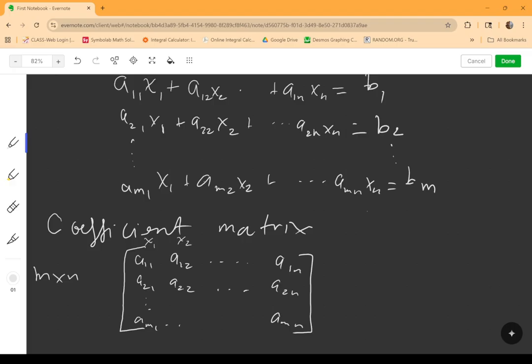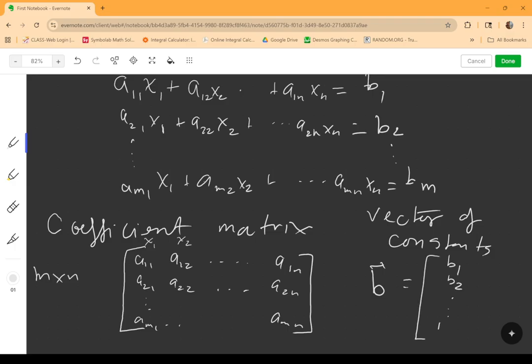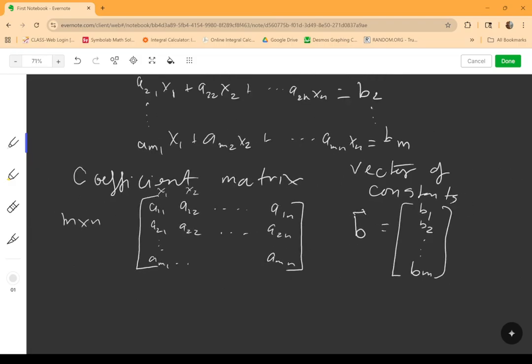Now the vector of constants, which we'll call B, is what we have at the right side of the equal sign. B1, B2, all the way to Bn. Right, and that is my vector of constants.